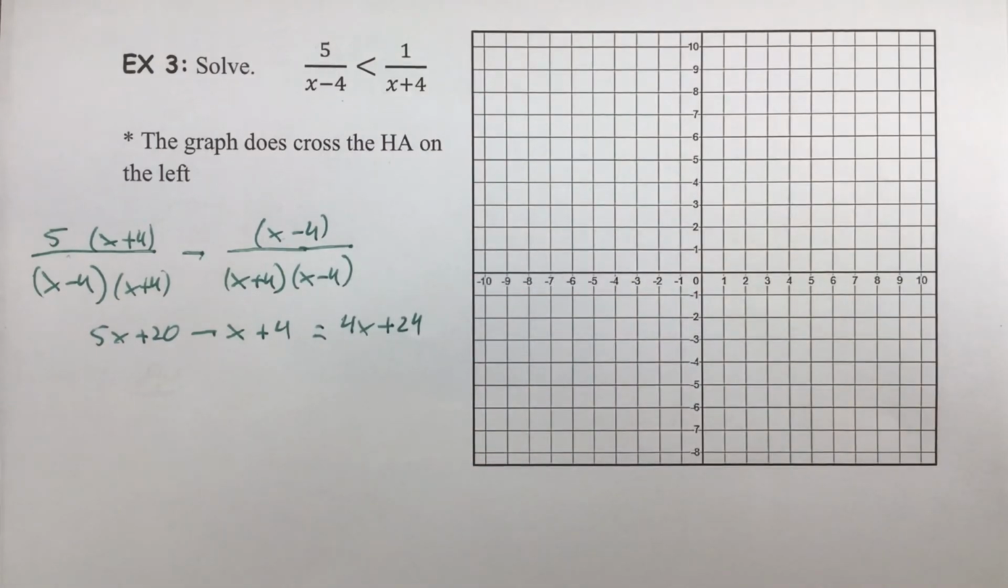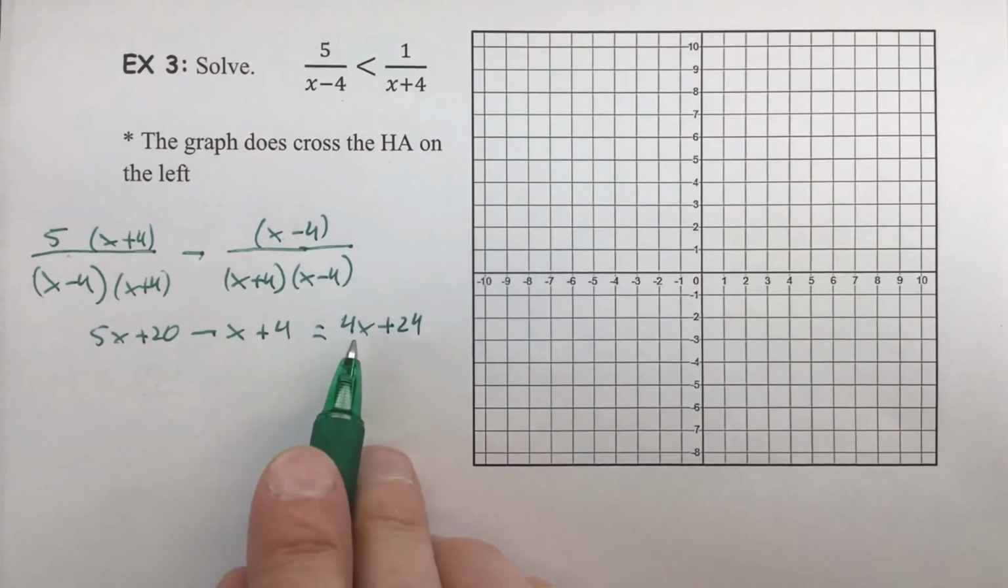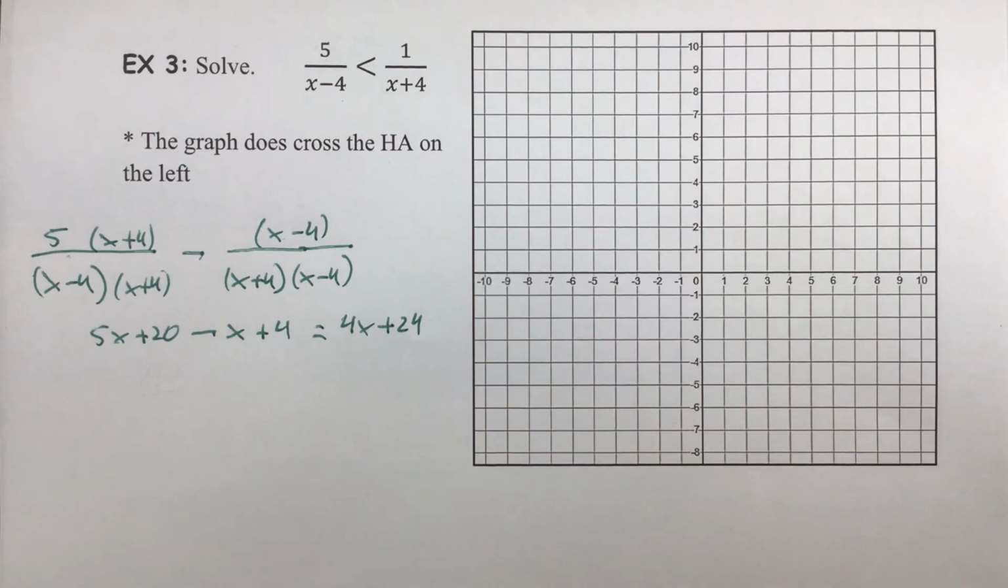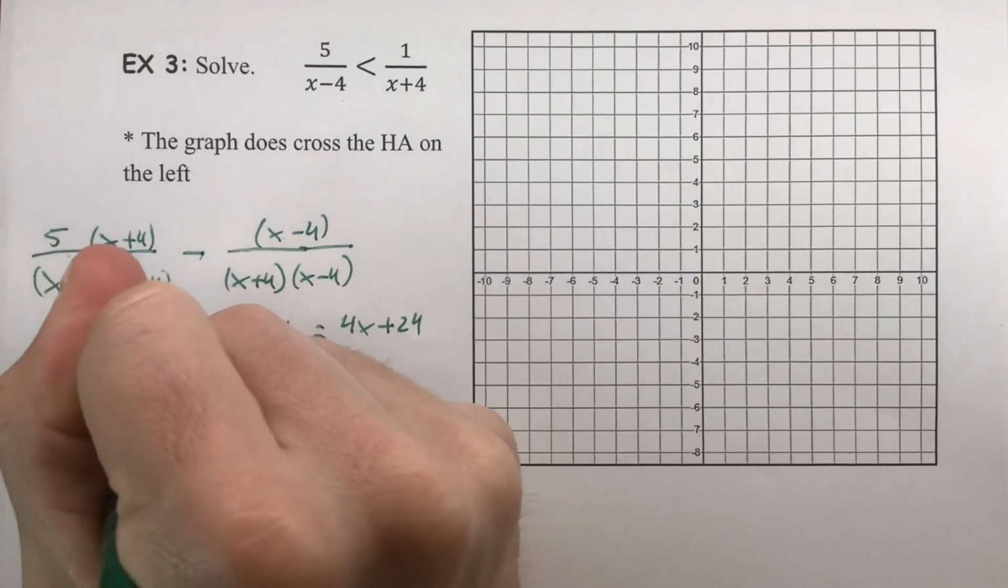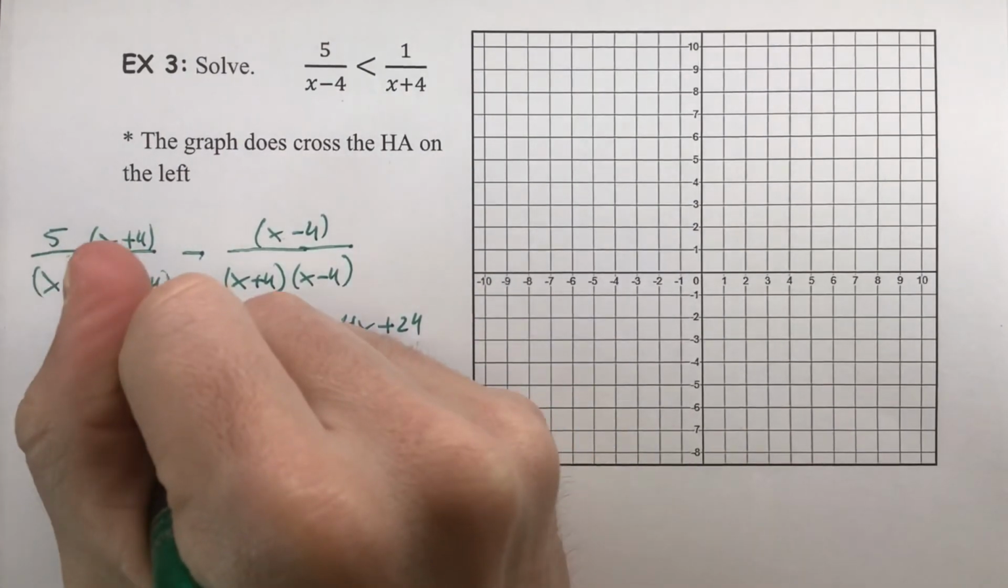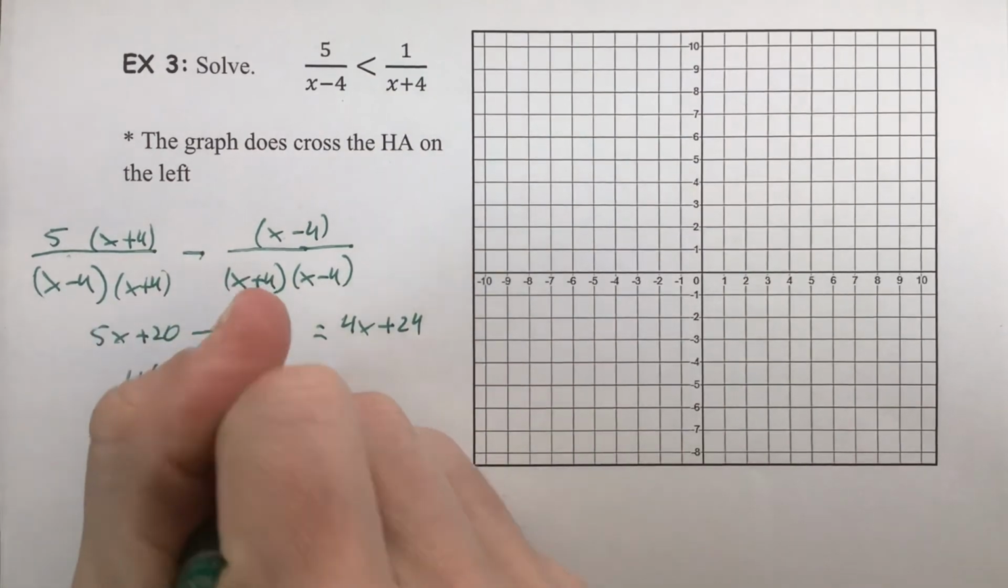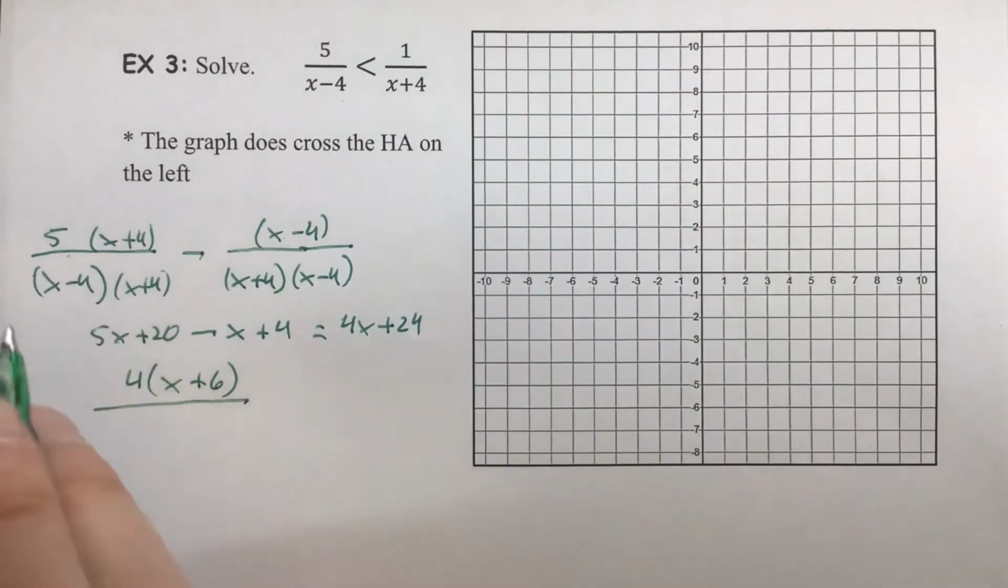Okay, what I had noticed when I was starting to write that is these both have a factor of 4. So it's going to be easier if I just remove that factor of 4. Okay? So I'm going to make it look like this. It's going to be 4 times x plus 6. We're going to place that over these.